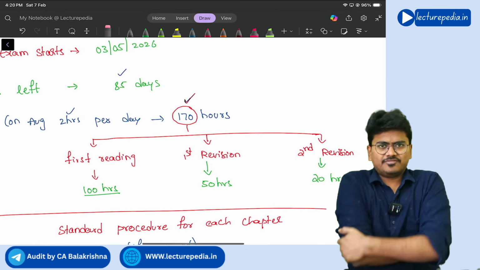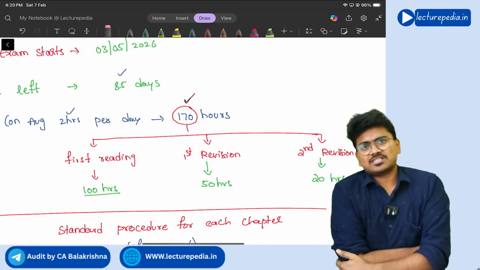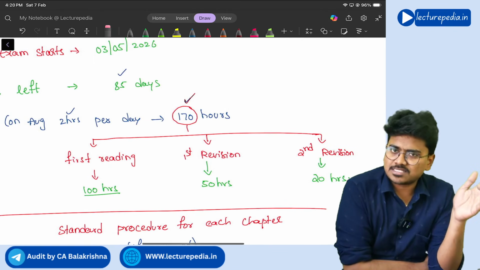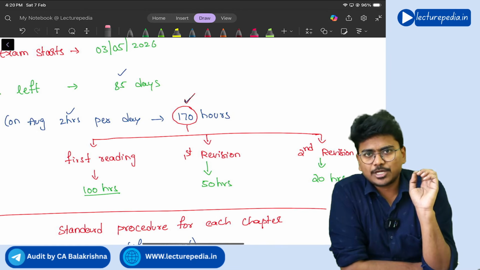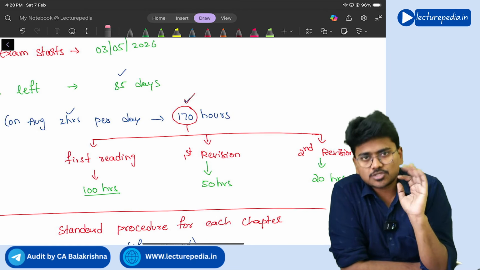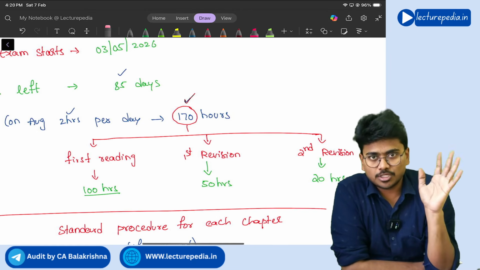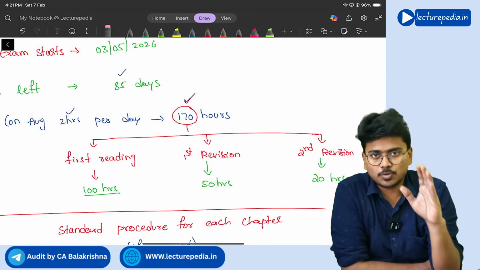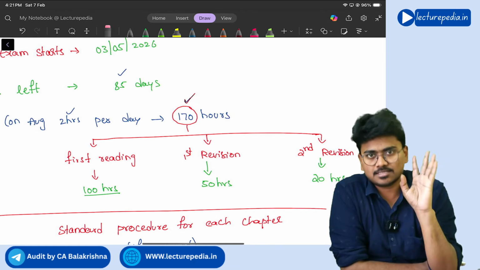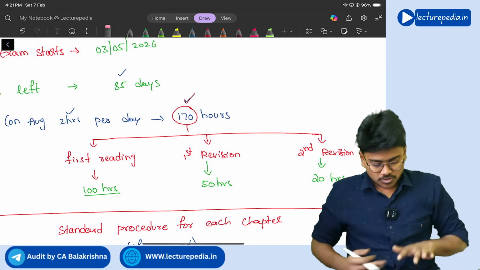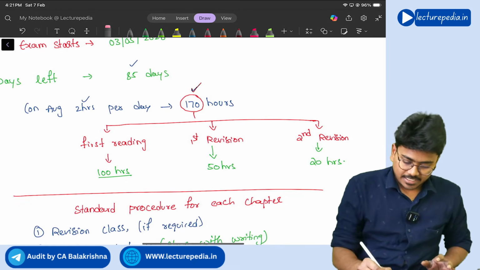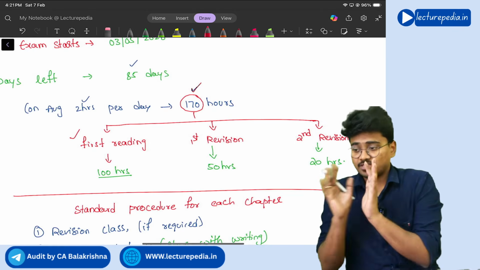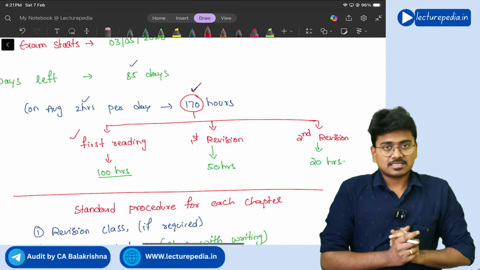So basically, for a subject like audit, not only audit, any other subject you take, apart from the first reading, you will require 3 revisions so that you can feel comfortable. You can go to the examination hall with confidence if you have at least 3 readings, 3 revisions. So what I did is, first reading. See, first reading is when for the first time you are reading the subject.